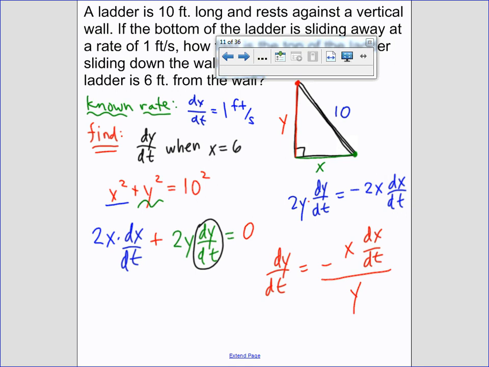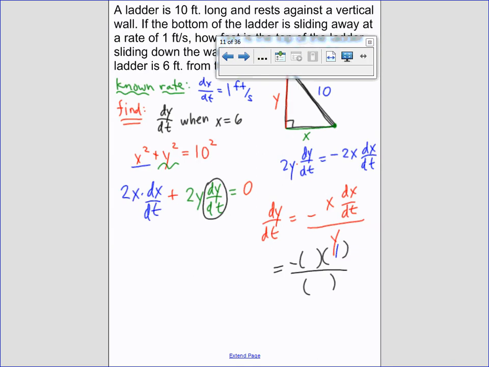Now and only now I plug in my moment of time data and information to figure out what dy dt is at that instant. So let's go ahead and see. At the instant when x equals 6, I can plug in 6 times dx dt all over y. I already had the dx dt was 1, so I'm feeling pretty good about that. I know that at the moment when x equals 6, x is 6, but I'm missing y, and so I don't know what y is at the instant when x equals 6. Or do I? What can we do to figure out y when x equals 6?